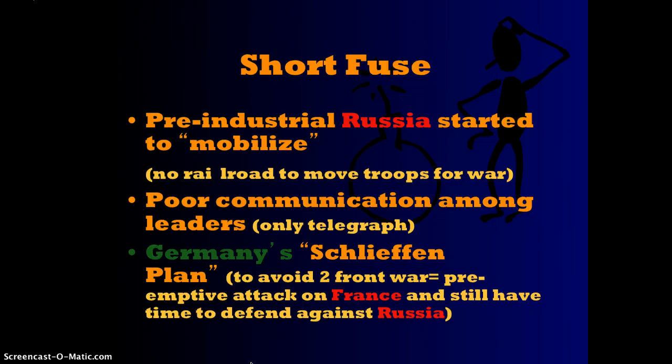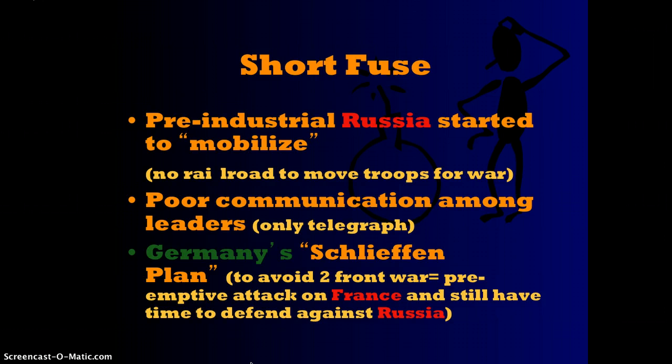And then the third reason that the fuse was short is Germany had a war plan called the Schlieffen Plan, which you're going to learn more about in the next lesson. But the basic idea of it is that Germany had France to the west and Russia to the east, and they didn't want to have to split their troops and their supplies and fight basically two different wars on two different sides of their country.